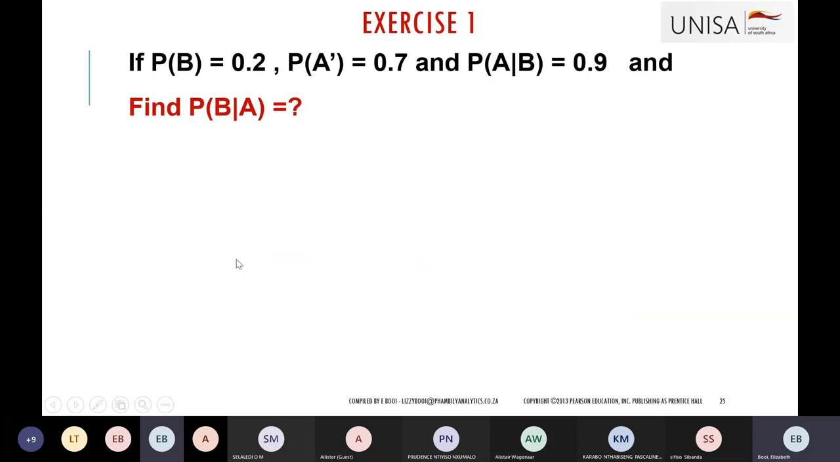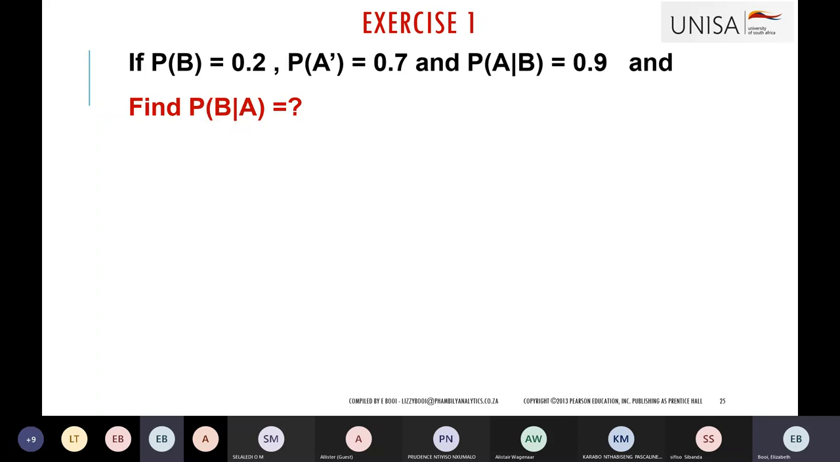Let's look at this example. If the probability of B is equal to 0.2 and the probability of A complement is 0.7 and the probability of A given B is 0.9, find the probability of B given A. At some point, some people might say, oh, it's easy. This is the probability of B given A, and this is the probability of A given B. Maybe we can swap this around and say it's the same thing. It's not.